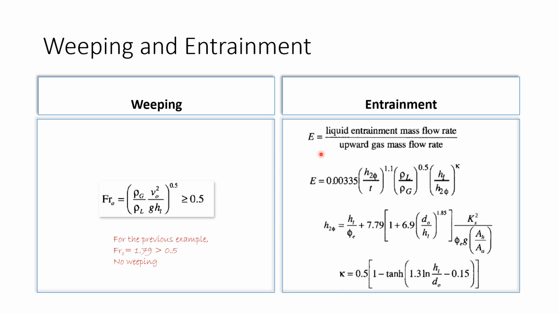But in general, if we have no weeping, no flooding, and pressure drop is within the range, then hopefully these values here will be as low as possible. So at home, I hope that you will give it a try, and for the same example you will calculate the value of entrainment in this design.